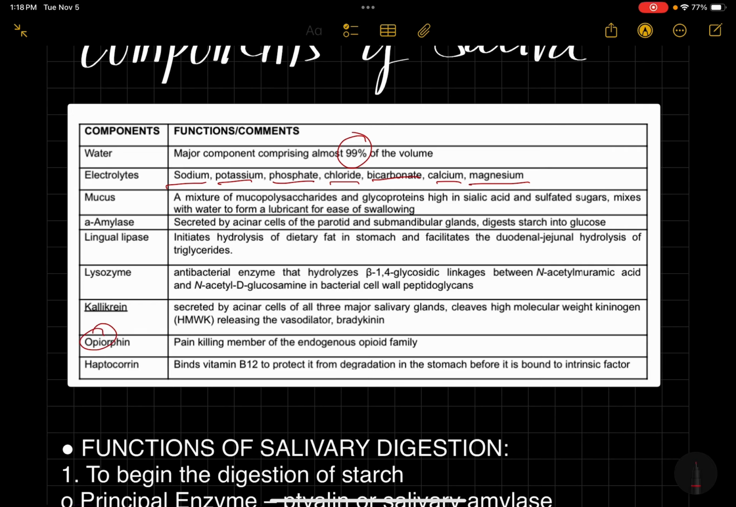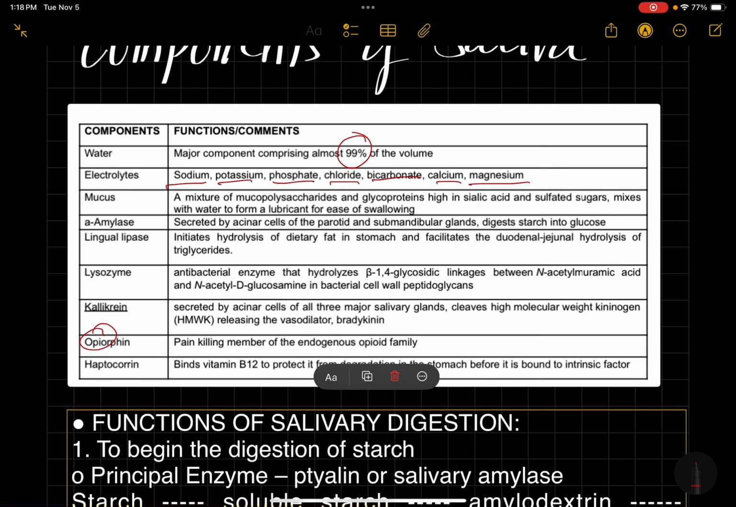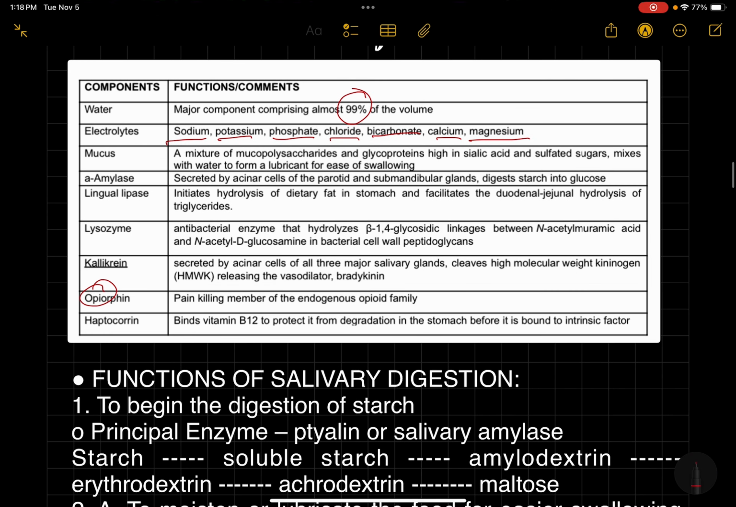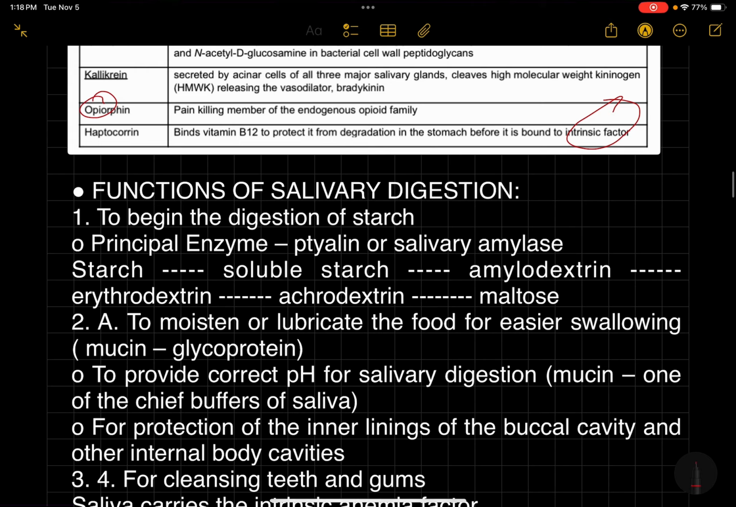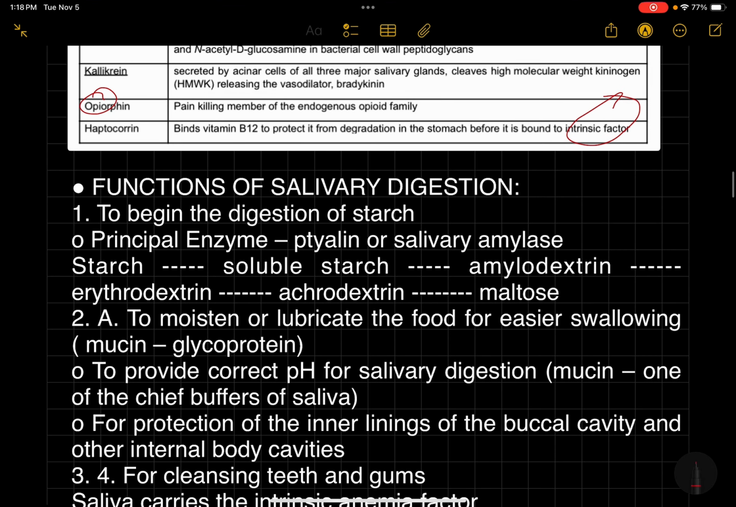So opioid, meaning painkiller. And we have haptocorrin, which binds vitamin B12 to protect it from degradation in the stomach before it is bound to intrinsic factor. We have the functions of salivary digestion.